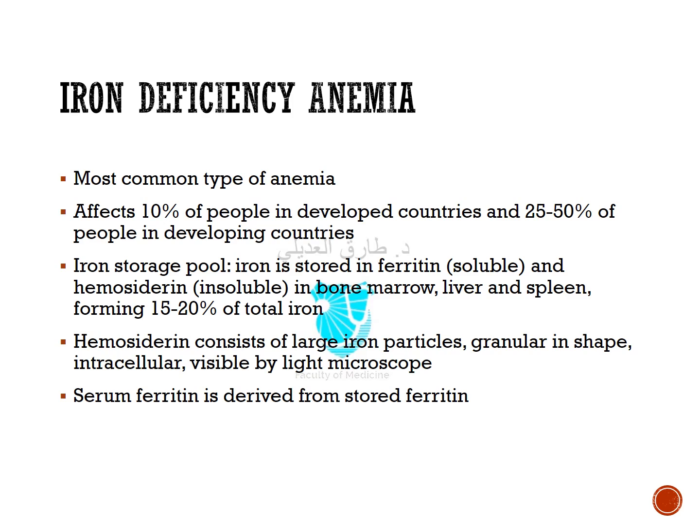For ferritin, as we mentioned, it is part of the storage and it also circulates in the serum. The ferritin in the bone marrow detaches and goes into the serum, and this indicates the status of ferritin in the bone marrow. If we take a serum sample from the patient and measure the ferritin, it tells us the status of iron in his bone marrow.